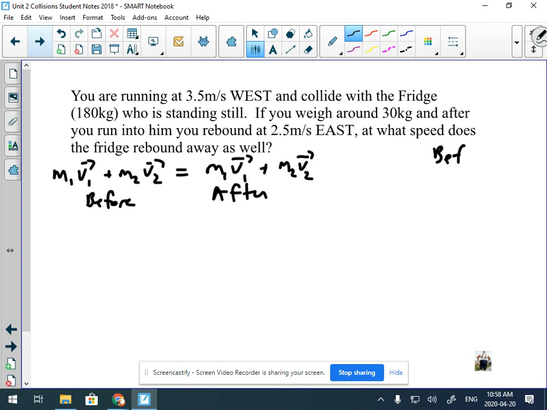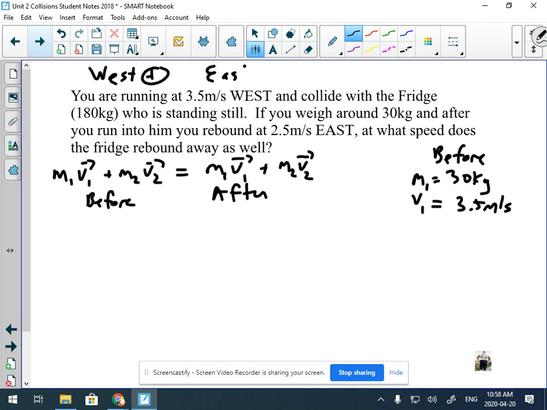Okay. So before the collision, how much do you weigh? Well, you weigh a very trim 30 kilograms. And before the collision, you're moving 3.5 meters per second. Now, let's take a second here. Let's say west is going to be a positive direction and east is going to be negative. Because we have two different directions, we need to figure out which one is going to be positive and negative. It doesn't really matter. The math will always check out, but I'm just going to always make west positive.